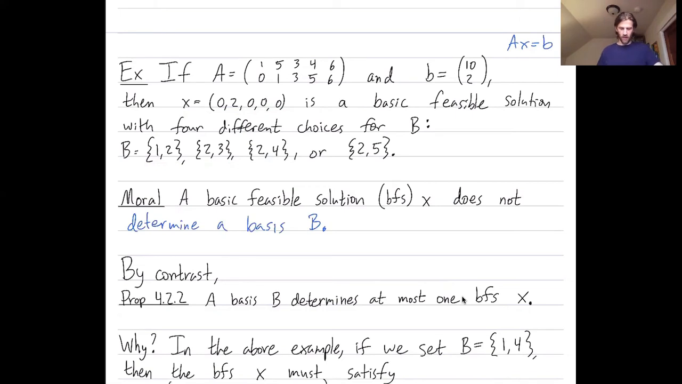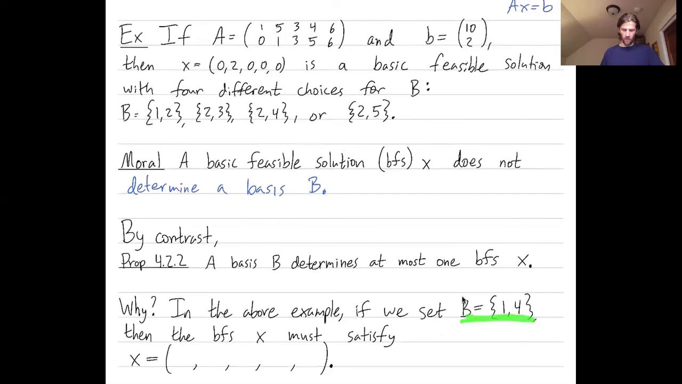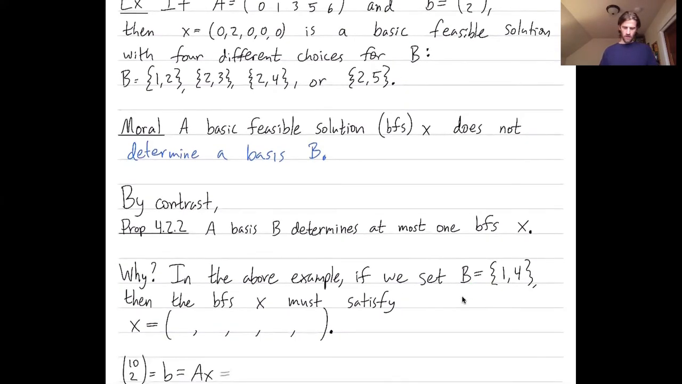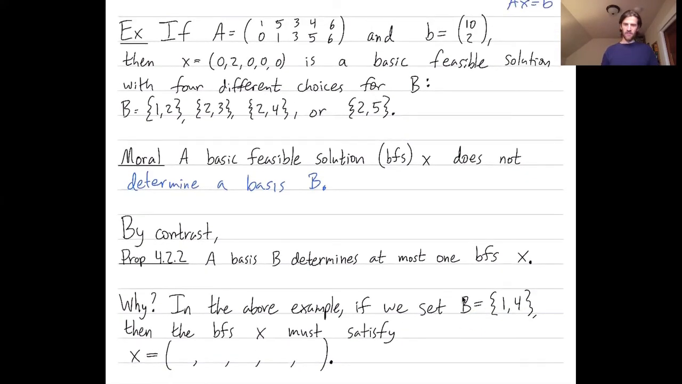So let's do this on the above example. Let me specify a different basis, 1, 4. So I look at column 1 and column 4. Those are indeed linearly independent. So 1, 4 is a basis here. And now I'm going to show you how to solve for the corresponding basic feasible solution x. So to be a basic feasible solution, it can only be non-zero in its first and fourth entries. So in all the other entries, it better be 0. It's 0 in the second entry, third entry, and the fifth entry.